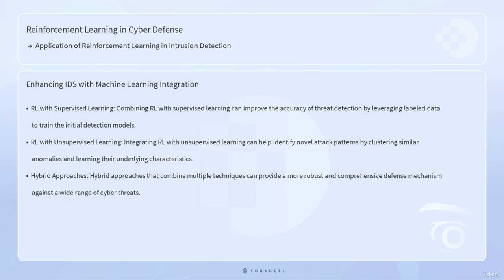The integration of RL with other machine learning techniques can further enhance the performance of IDS. For instance, combining RL with supervised learning can improve the accuracy of threat detection by leveraging labeled data to train the initial detection models. Similarly, integrating RL with unsupervised learning can help identify novel attack patterns by clustering similar anomalies and learning their underlying characteristics. Hybrid approaches that combine multiple techniques can provide a more robust and comprehensive defense mechanism against a wide range of cyber threats.